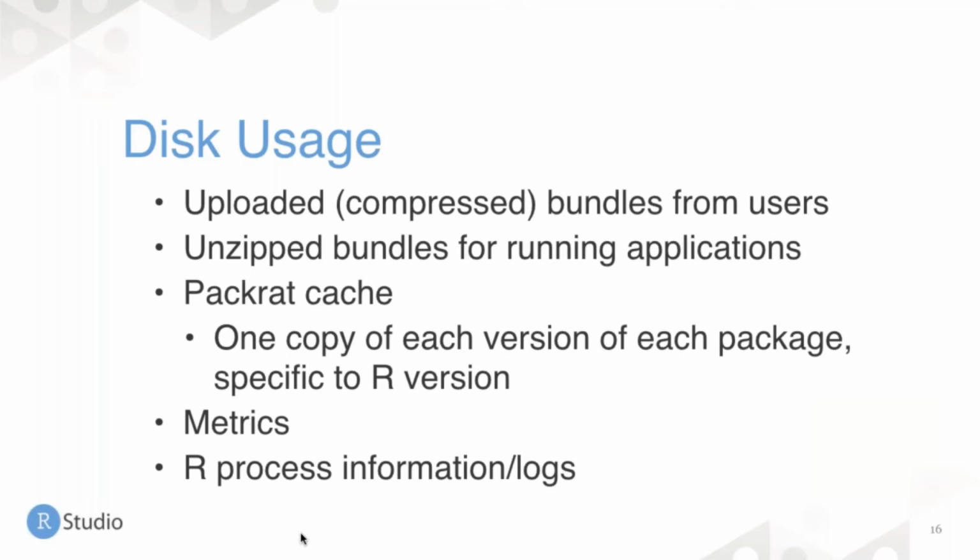And so what that means is that every time a user publishes some code, if they have a particular version of a particular package, we're going to compile that and store it on the server as well. And so you're going to have one copy of each version of each package, and that is specific to the R version. So if you support multiple R versions, which we'll discuss in a moment, then you might have multiple copies unique to each R version.